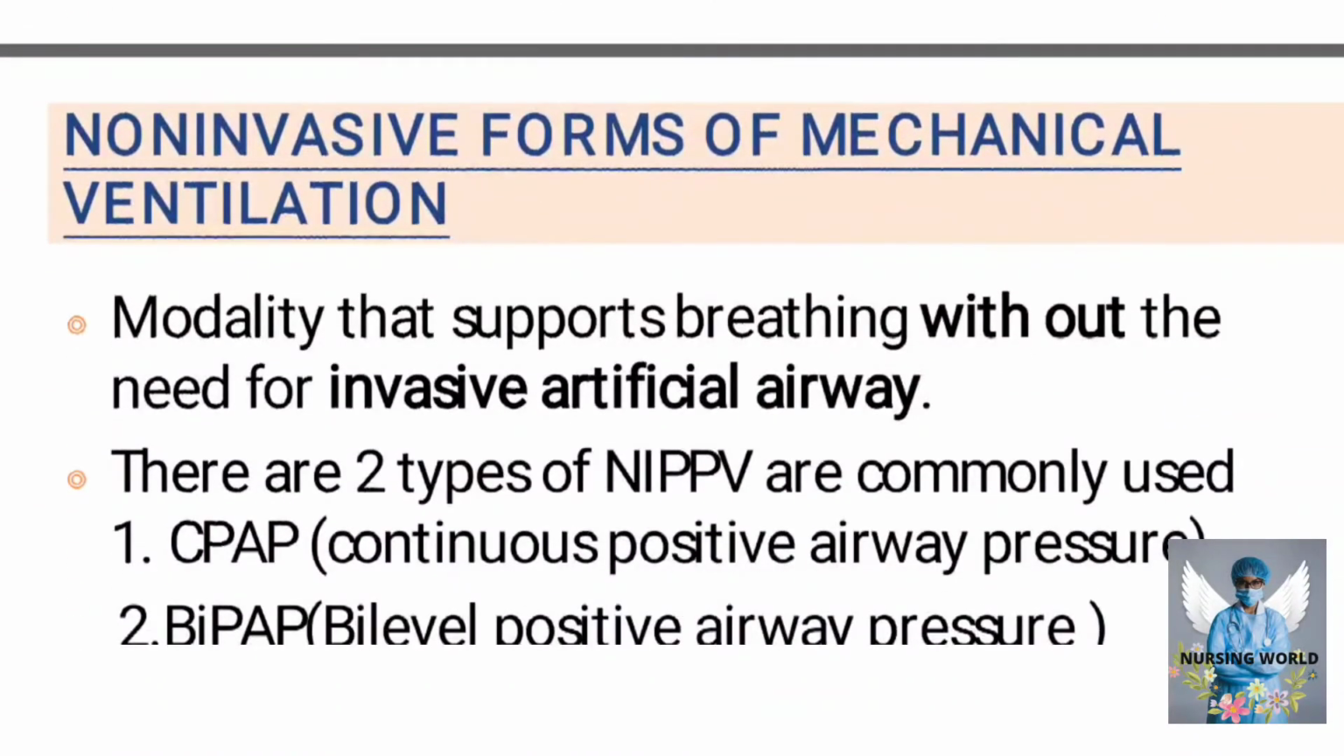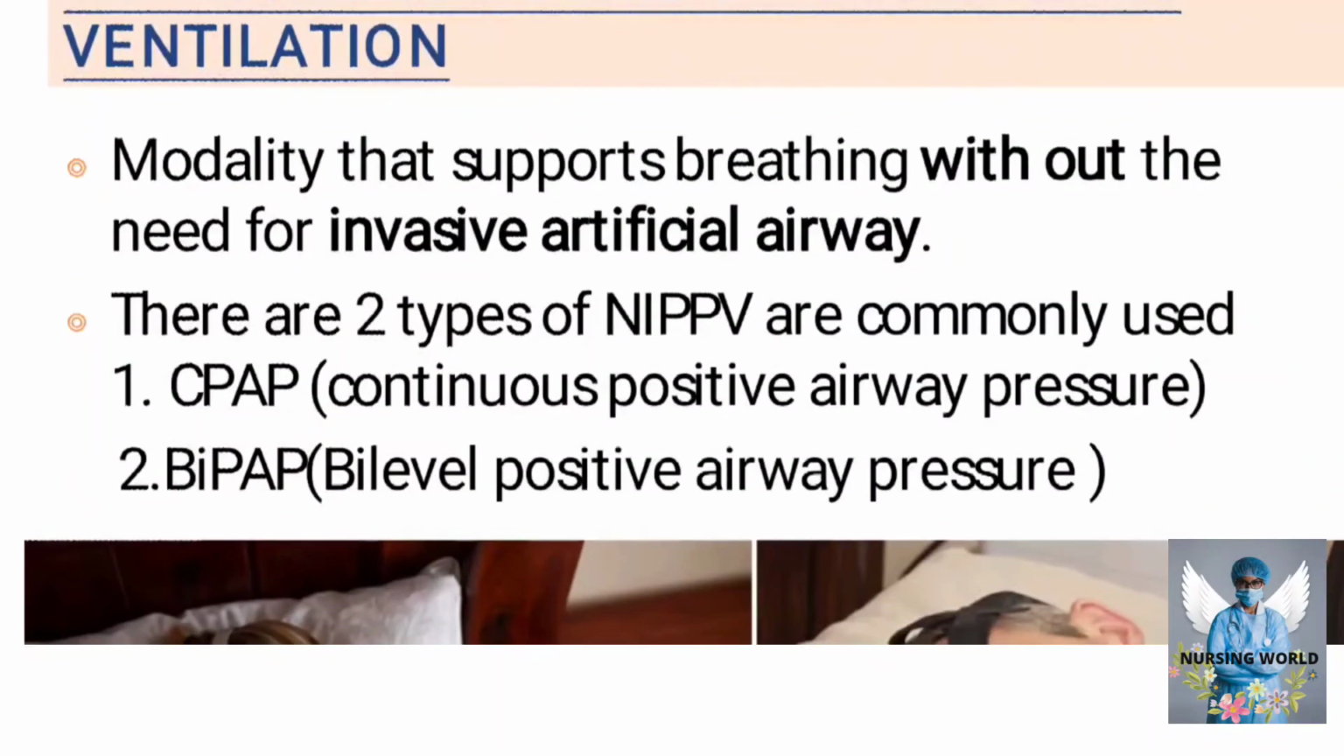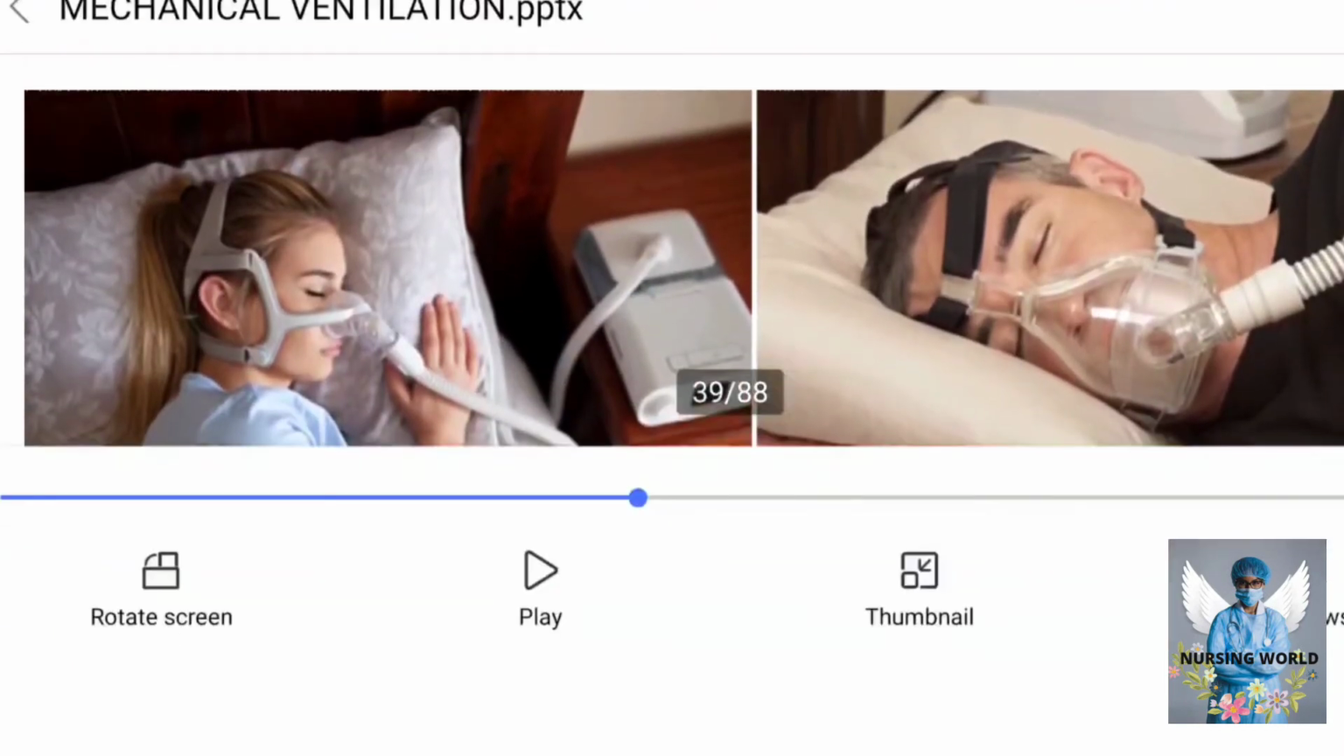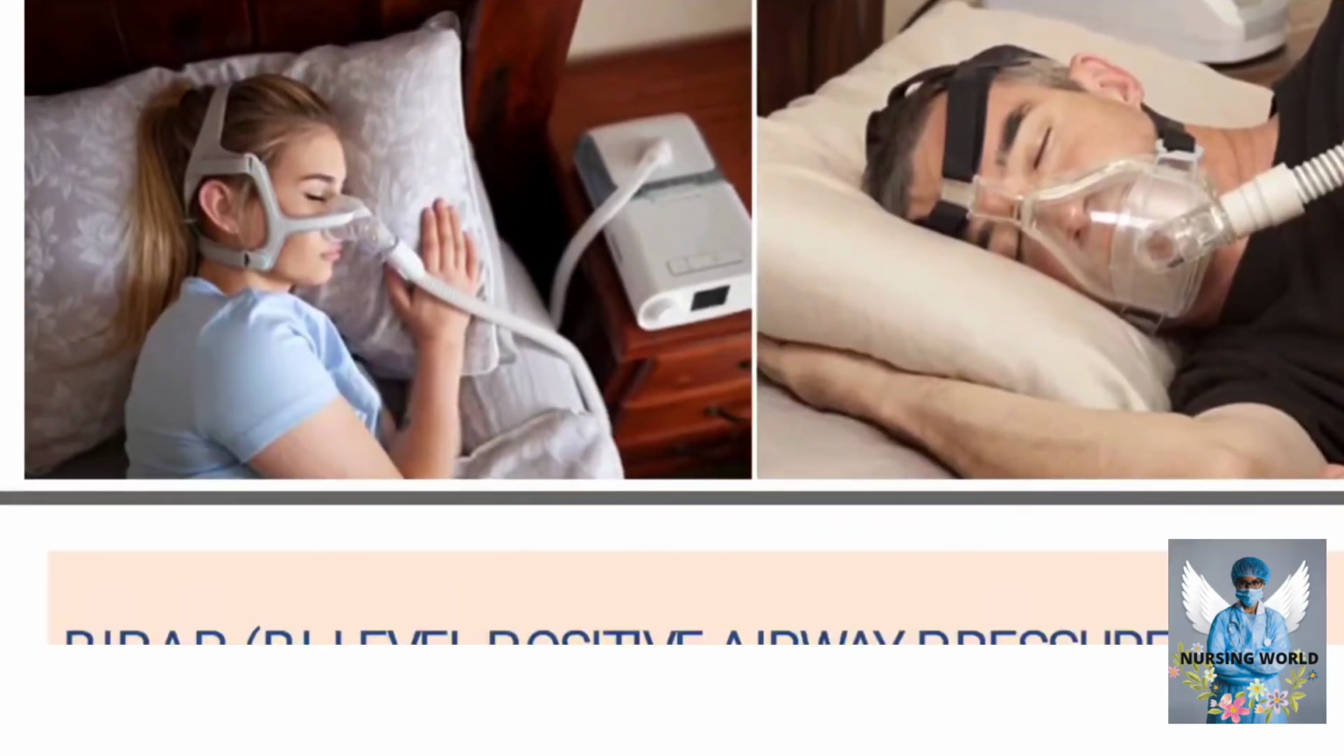Non-invasive mechanical ventilation is a modality that supports breathing without the need for an invasive artificial airway. There are two types of NIPPV, commonly CPAP and BiPAP. CPAP is continuous positive airway pressure. BiPAP is bilevel positive airway pressure. This is what we are going to see next.